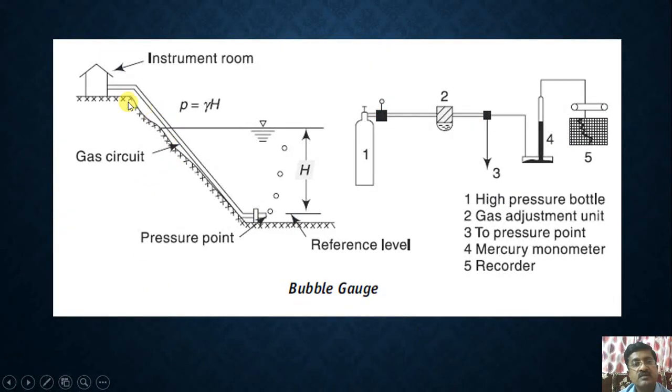You can see here the instrument room, and the pressure point is provided here, the bubble gauge. So this is a more convenient method. More elaboration of this system is shown here, with parts 1, 2, 3, 4 and 5. The first part is a high pressure bottle, second is the gas adjustment unit, third is the pressure point, fourth is a mercury manometer, and fifth is a recorder. So with this bubble arrangement, it is a very easy and convenient method to take measurements.